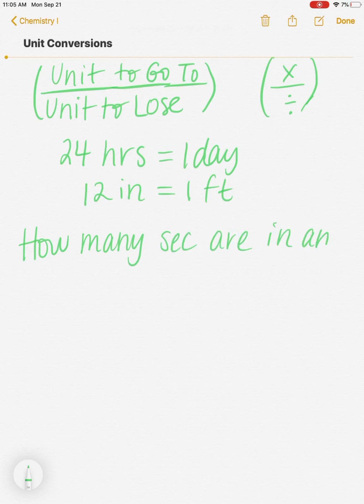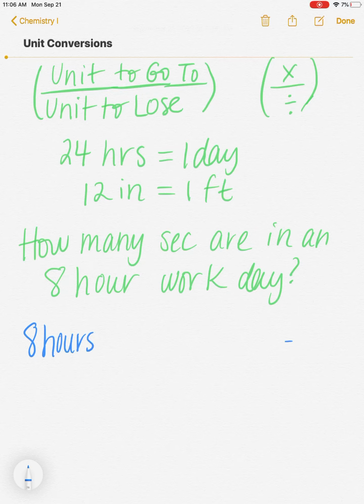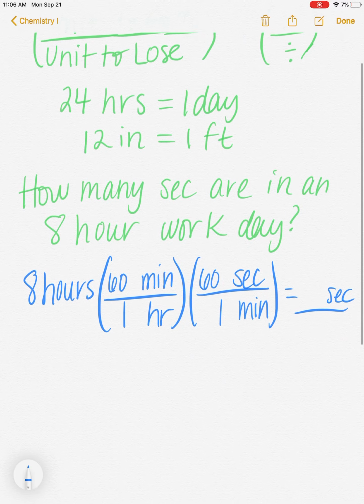All right, you must begin with the number and unit that you are given. In this case, we know that we have 8 hours. We are trying to change that into seconds. So the first unit that we want to get rid of is hours. I may not know off the top of my head how to go straight to seconds, but I do know that every 1 hour is 60 minutes. I don't want an answer in minutes though, so I need to add on another factor where I get rid of minutes and I go to seconds. Every 1 minute is 60 seconds.